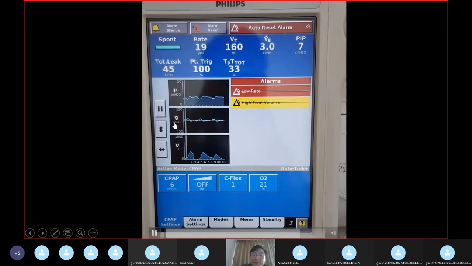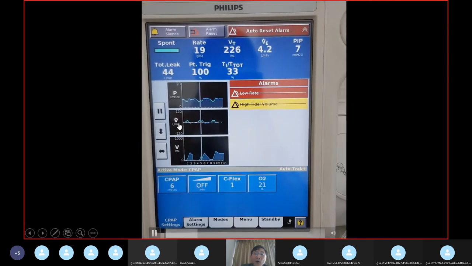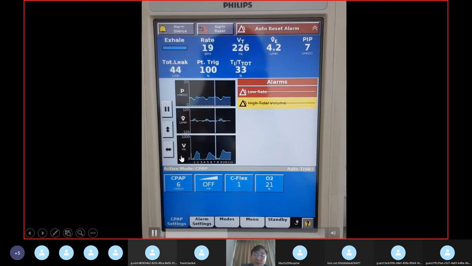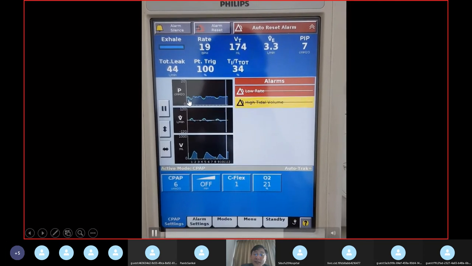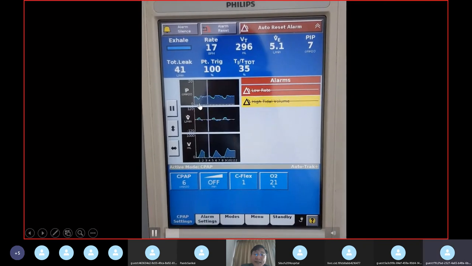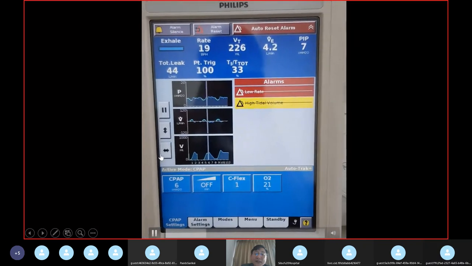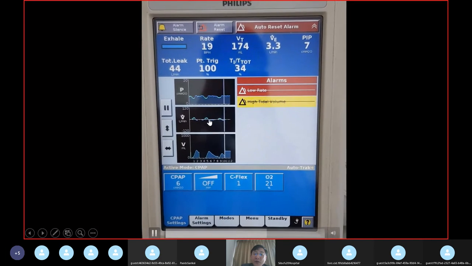So you have the panel here, which monitors the pressure, the flow, okay, and then the inspiratory volume. Okay, in the panel here you can pause and then try to monitor. You can increase the size by varying the size, or you can increase the time or reduce the time, how fast the machine is going to go, right?